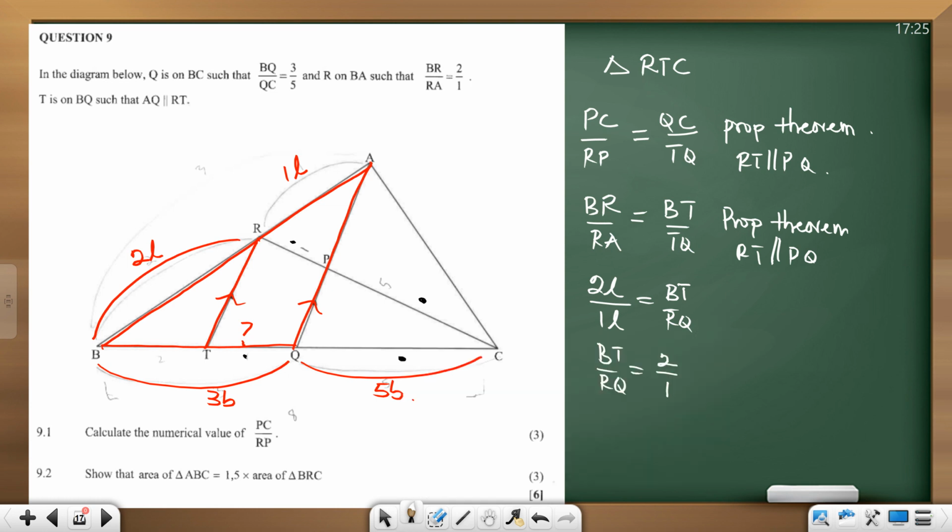Please, I want to say something here. What did I get? Oh, sorry, RA. Wait, BR over RA, right? Equals to what? BT over TQ. What did I say? I changed this one, right? TQ. I just made that mistake. BT over what? TQ. Please take note of this. I am now working on this side.